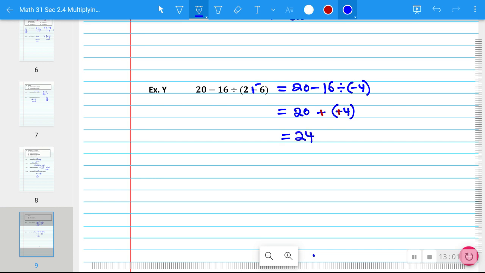Okay, so I sincerely hope that this helps you as you're trying to finish the homework for section 2.4, and that you'll spend the time to really learn the multiplication rules for positive and negative numbers.